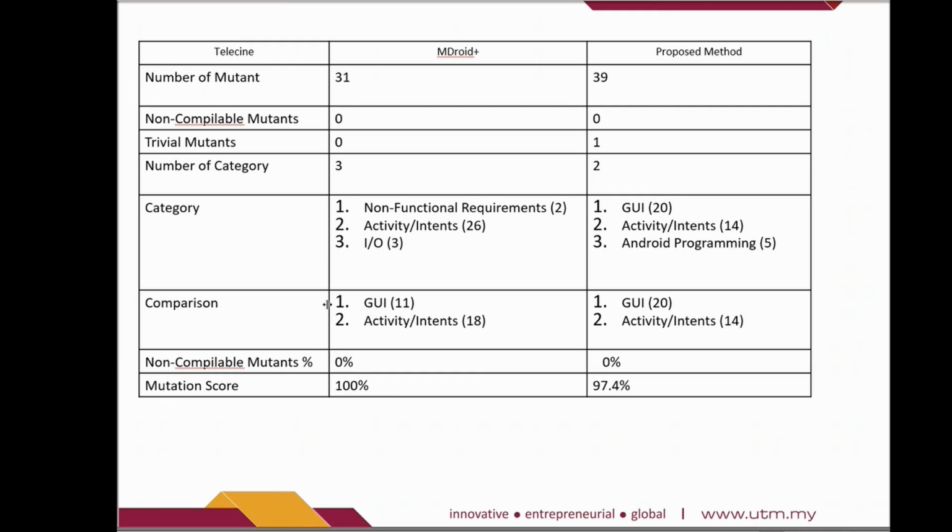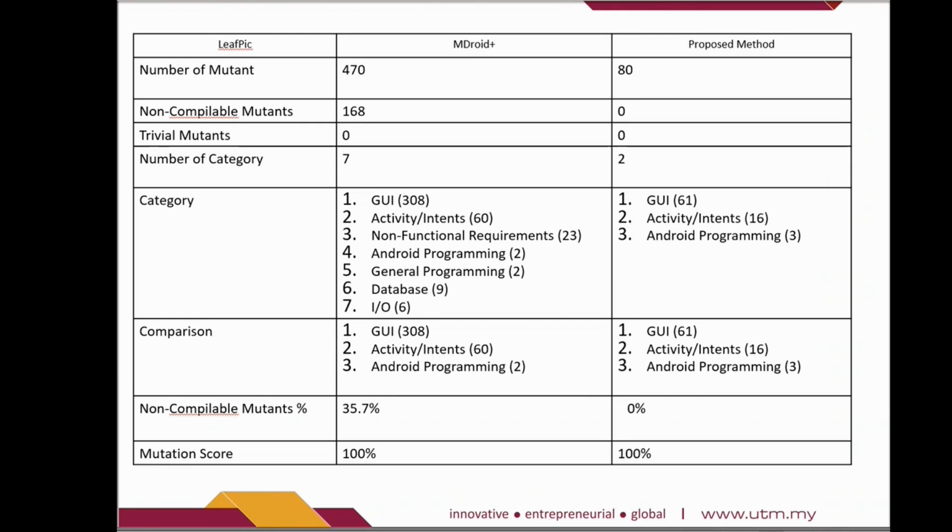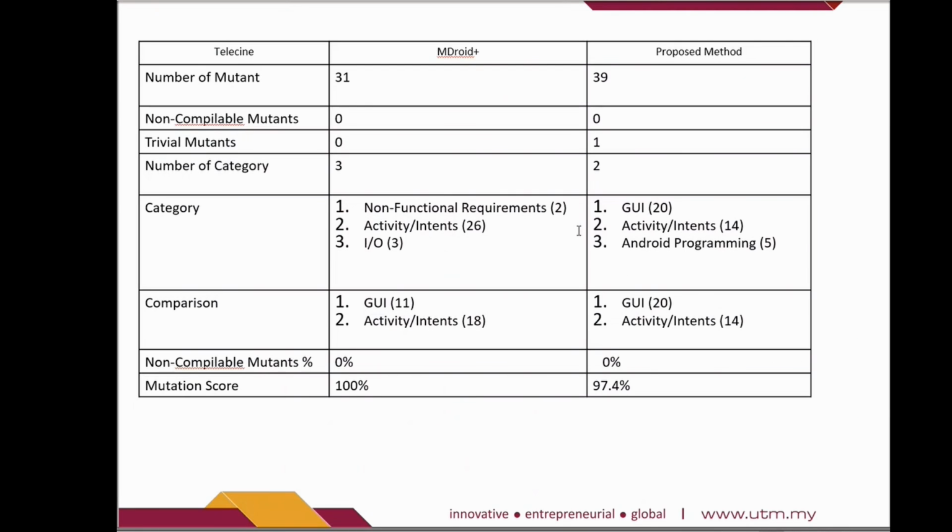But when we compare to Daily Scene and also Lift Page, we see a significant difference, or maybe we can say it is better. From here you can see that the number of mutants in Android Plus is 31 and 31, and the proposed method is 39. As you can see, the number of categories discovered by Android Plus is 3, and for the proposed method is 2. But one thing you can notice here is the type of category.